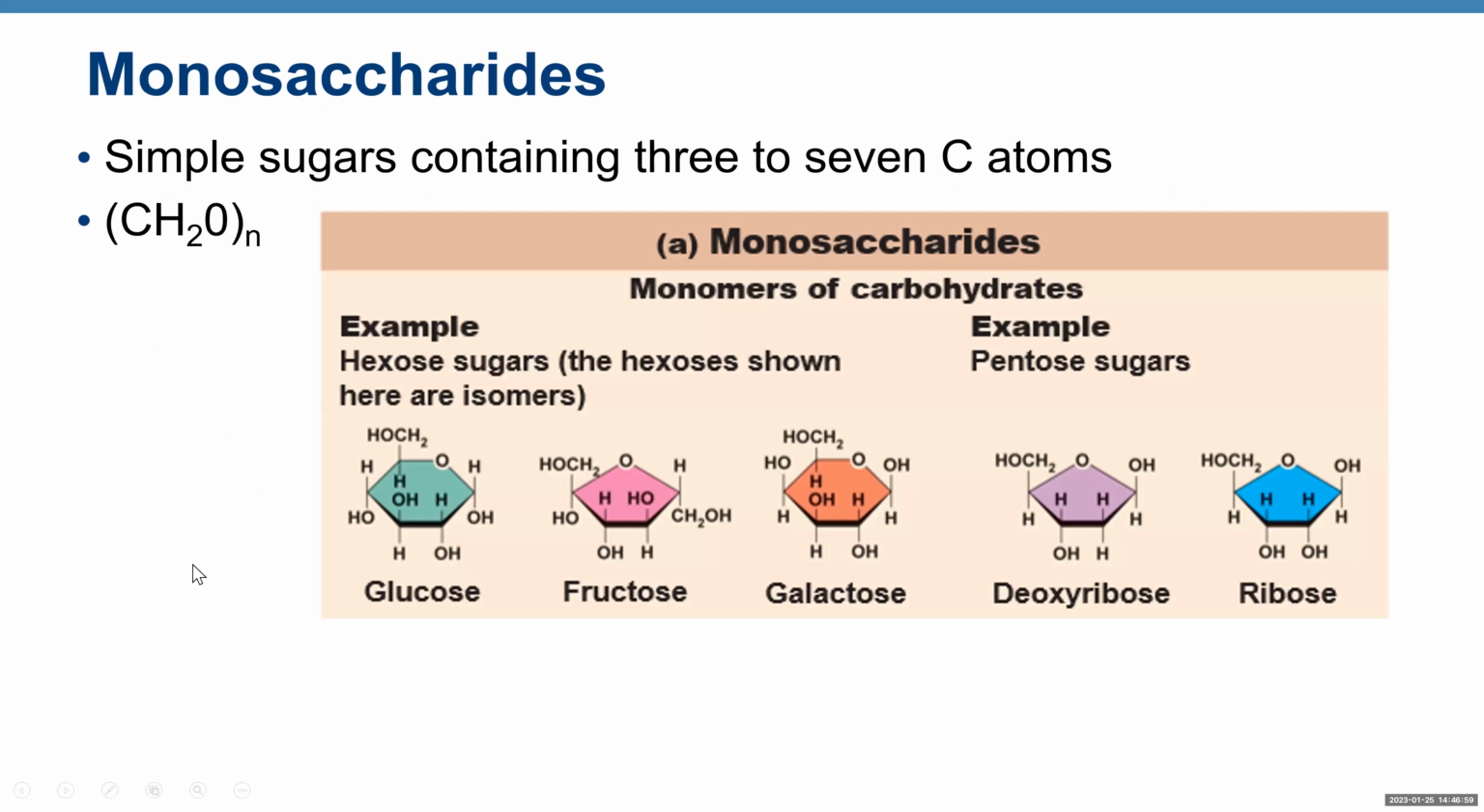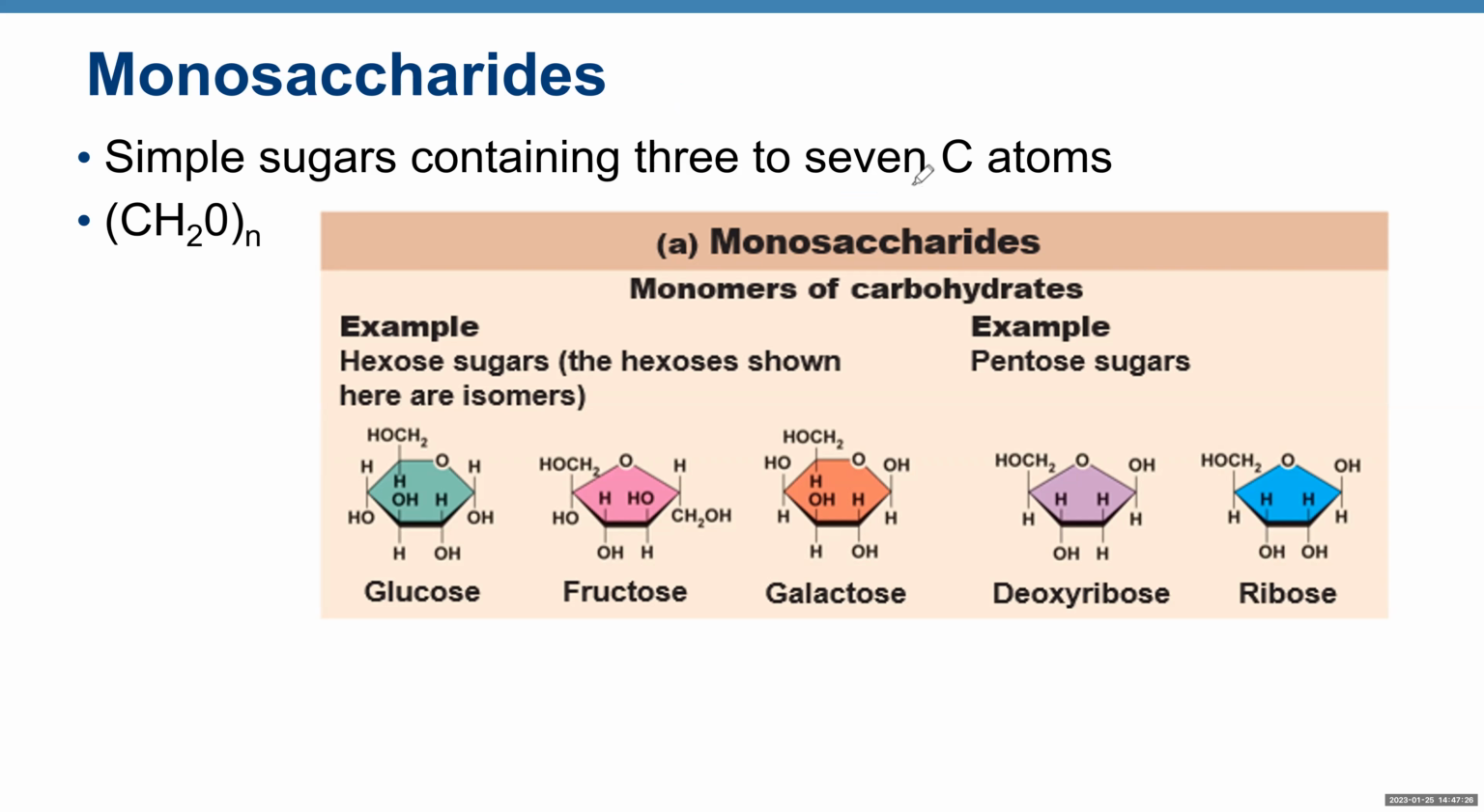So monosaccharides, the first group of carbohydrates, are simple sugars containing 3 to 7 carbon atoms. Here's their universal formula: carbon and water, (CH2O) taken n times. To be a monosaccharide, this n must equal 3. It can be 4, 5, 6, up to 7.